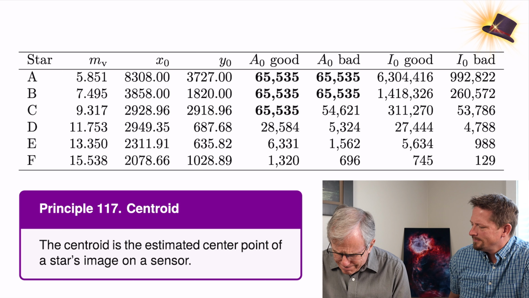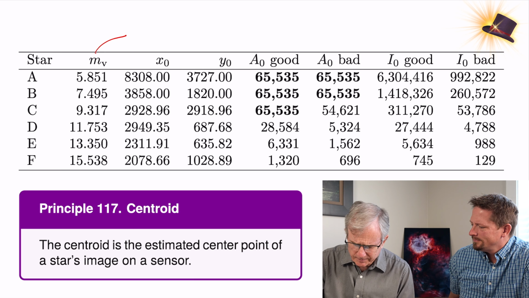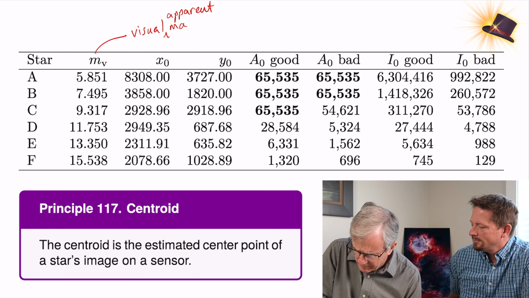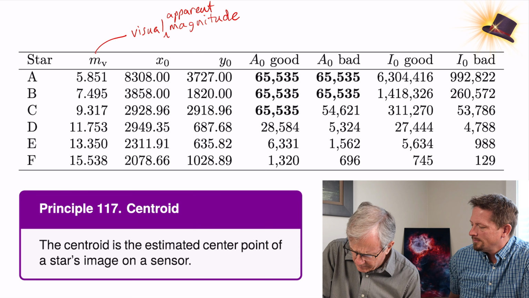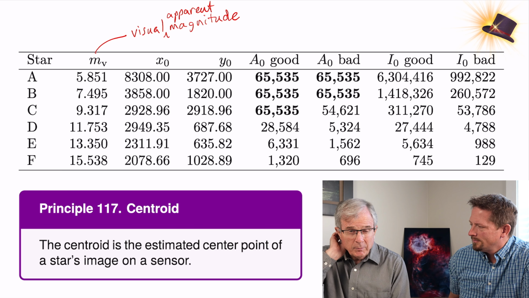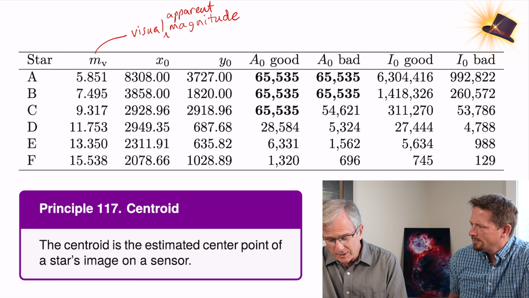So here is a list of those stars. These MV values are their visual apparent magnitudes, denoted by M, which stands for magnitude, and V, which stands for visual.